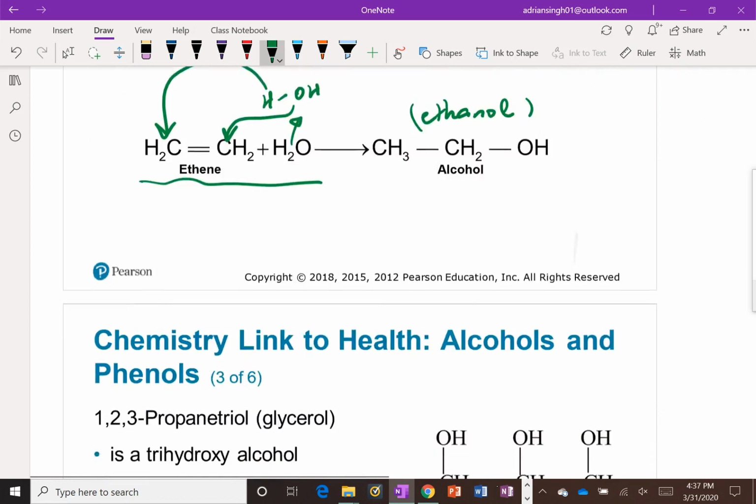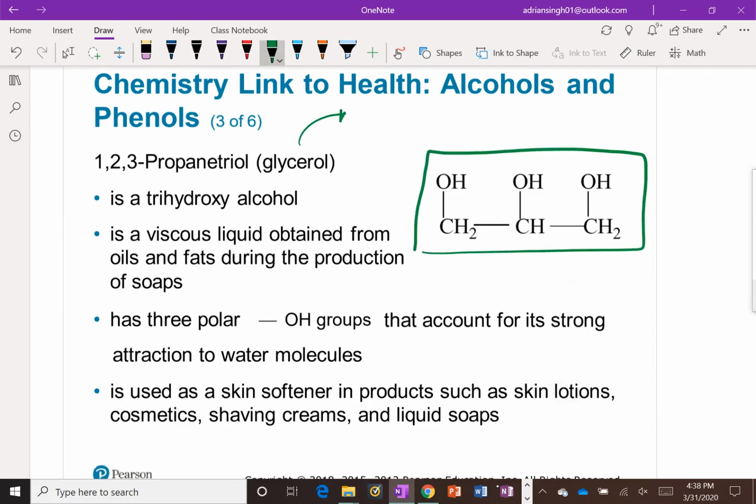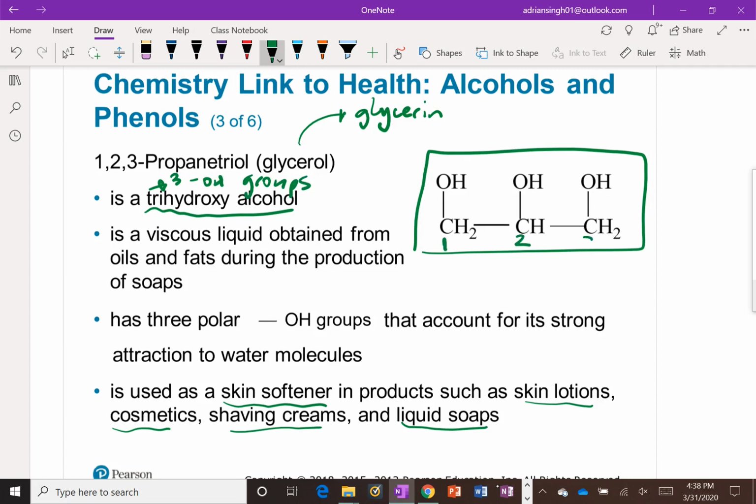in this case. Other types of alcohols that you'll see, this one here is called glycerol. Right, glycerol is also known as glycerin, and this is very common. It's found in a lot of things. It's found in things like skin softeners, skin lotions, cosmetics, shaving creams, soaps, lip balm, all sorts of things. It's a very common type of alcohol. It is actually known as a trihydroxy alcohol, meaning there are 3 OH groups in it. Right, and those OH groups are on carbons 1, 2, and 3.